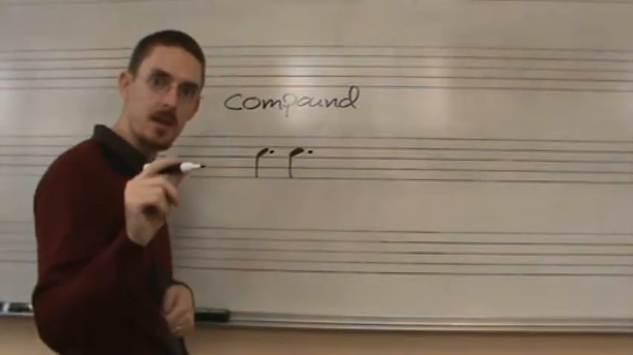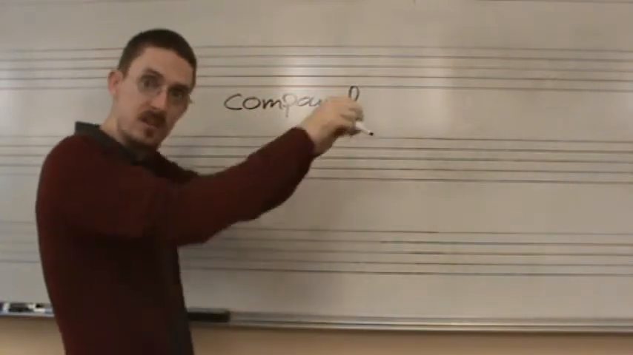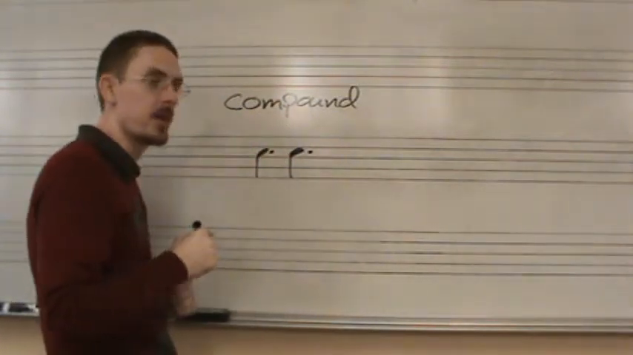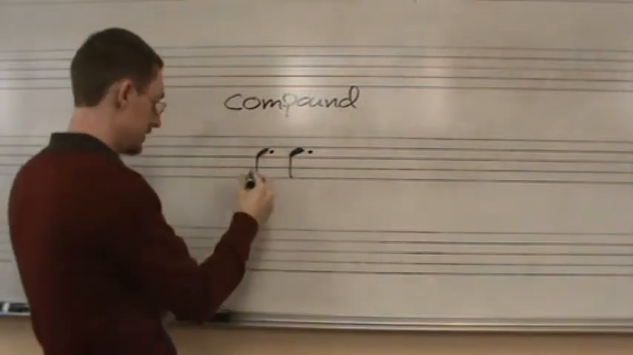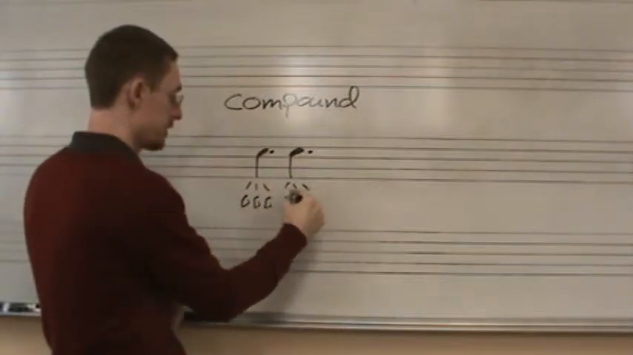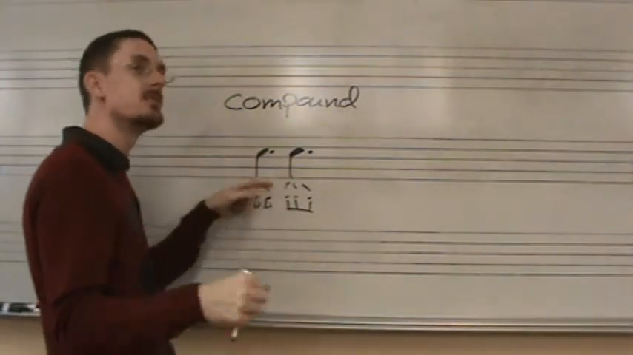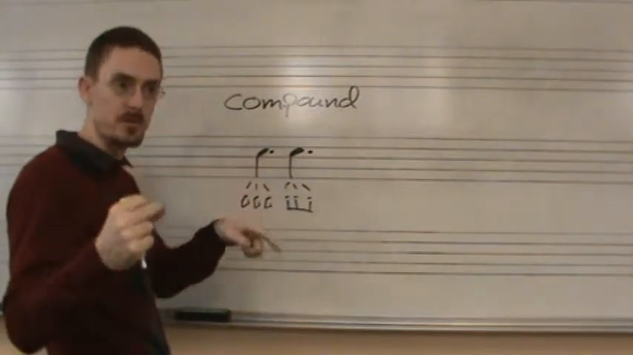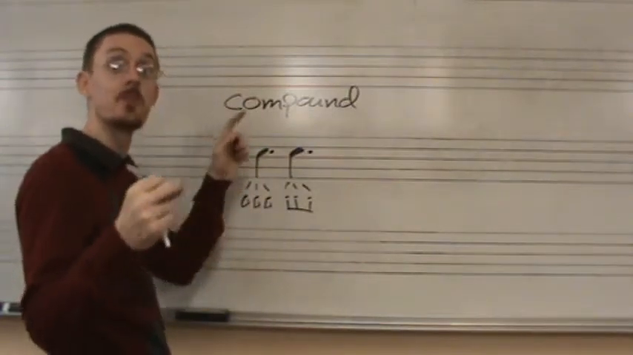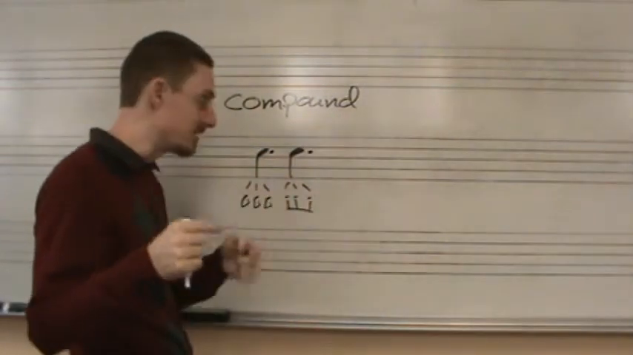And the reason why is what we do with the first level of subdivision in compound meter. In simple meter, the first level of subdivision is into two, into half. You break a quarter note into two eighth notes. In compound meter, the beat is divided into three. So simple was ti-ti, and compound is ti-ti-ti. Your first level of subdivision is into three parts instead of two.